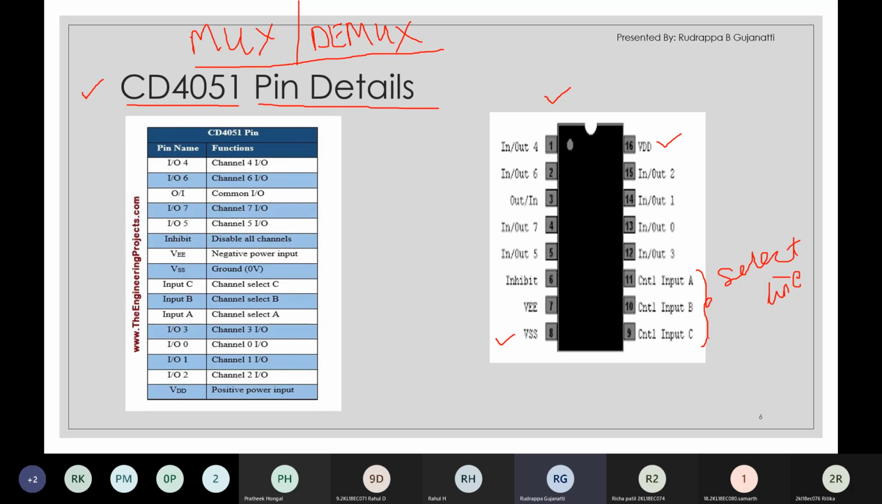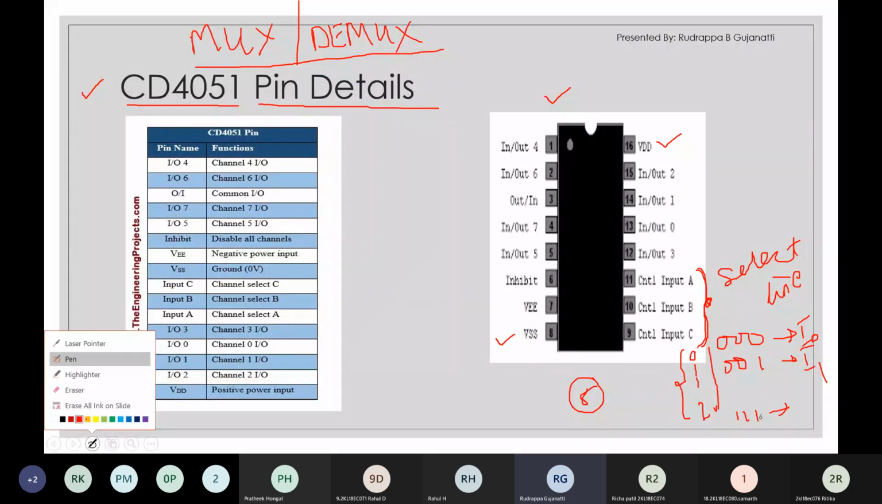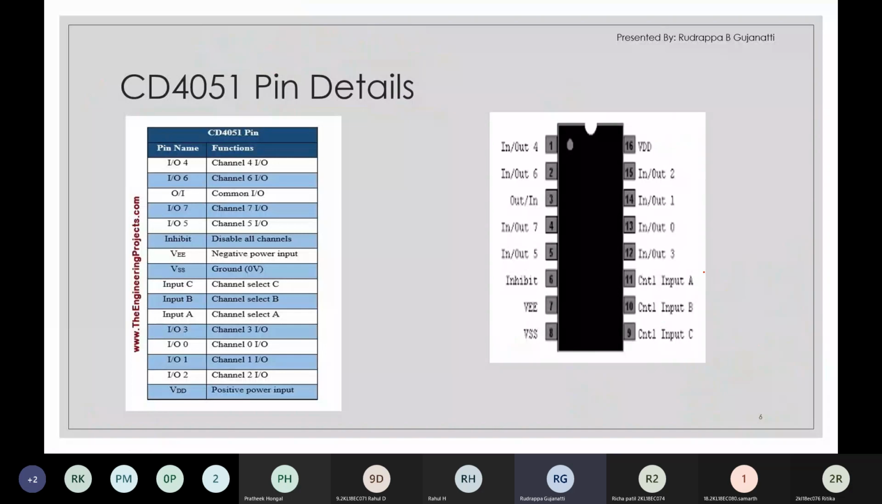So based on what is the combination of ABC, if it is say 000, what happens is I0 will be selected. If it is 001, I1 will be selected. So in this way, you can have up to 111. So if we can have 0 up to 7, I can have a total of 8 input pins in the multiplexing operation. Now the same pins can be utilized for demux operation. So when we come across that operation, we will observe how it is being utilized.